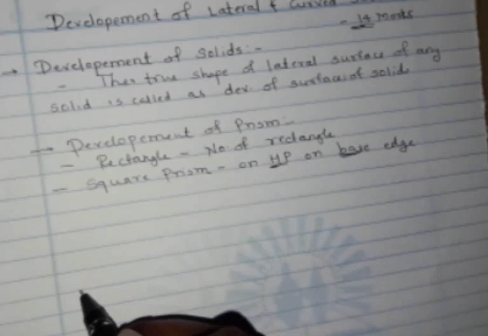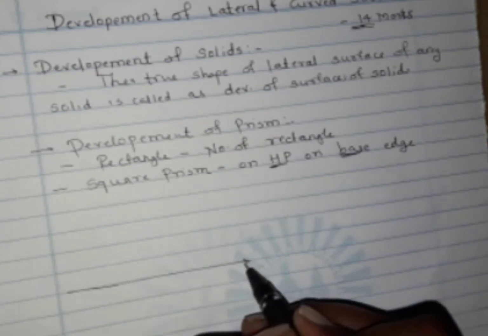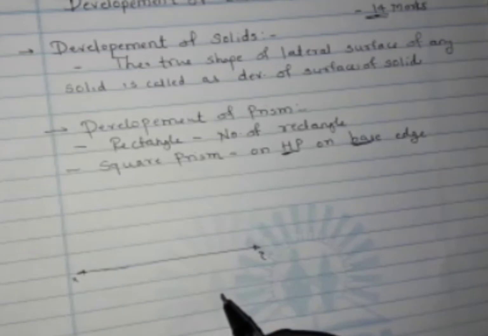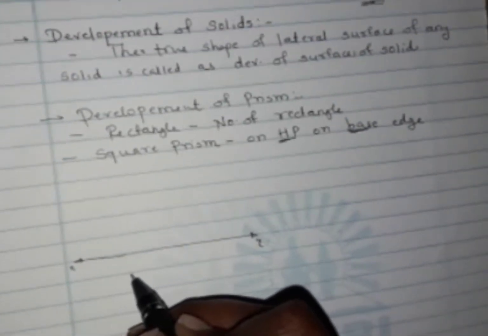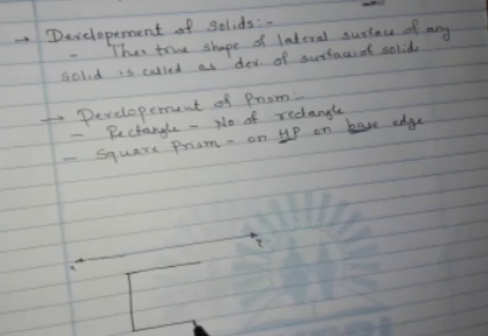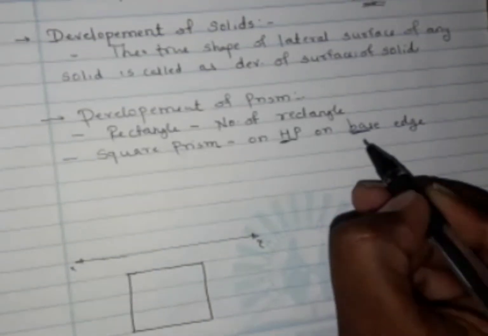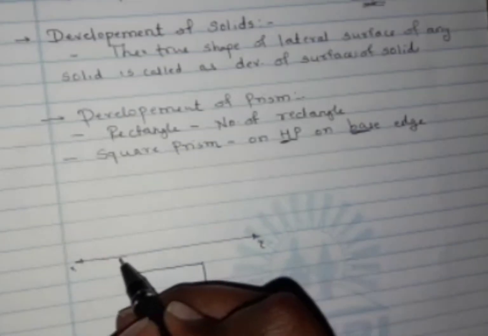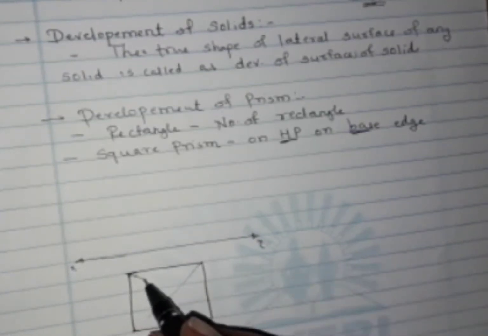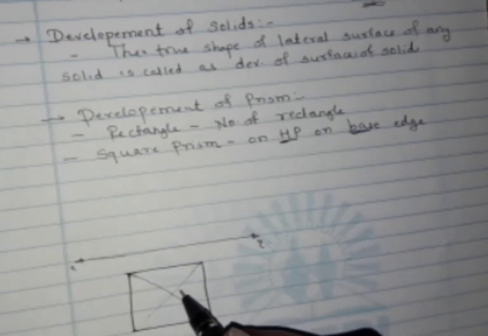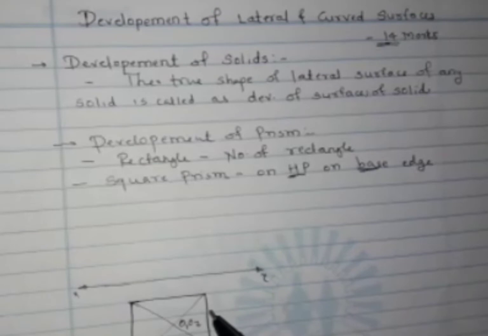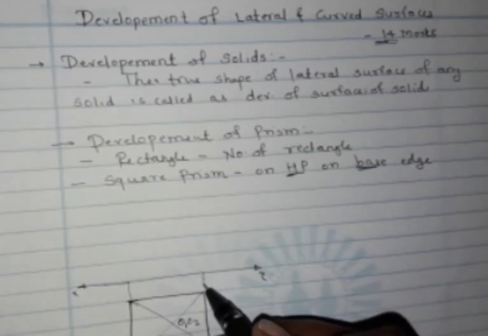So for that, draw the reference axis XY. Draw the top view of the square prism. As it is a square prism, you will get a square in the top view, and as it is resting on the base edge, this base edge will be perpendicular to the XY line. Okay, locate the axis and mark it as O1, O2. Now let us take its projection and complete its front view also.